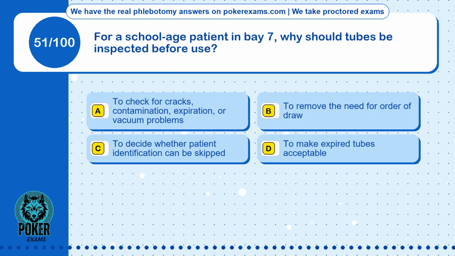Question 51. For a school-age patient in Bay 7, why should tubes be inspected before use? Option A. To check for cracks, contamination, expiration, or vacuum problems. Option B. To remove the need for order of draw. Option C. To decide whether patient identification can be skipped. Option D. To make expired tubes acceptable.